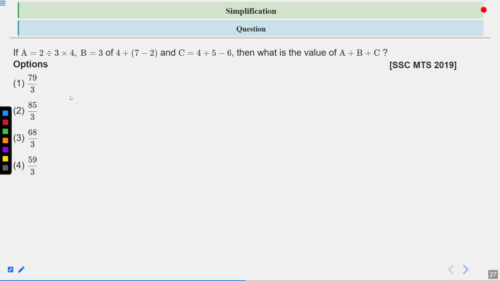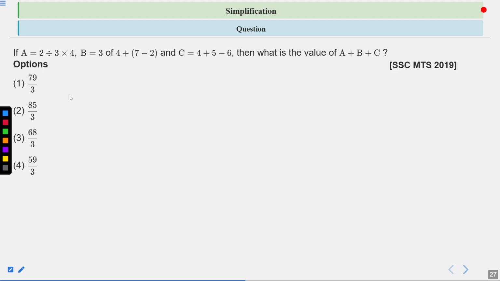If A equals 2 divided by 3 multiplied by 4, B equals 3 of 4 plus, in the bracket, 7 minus 2, and C equals 4 plus 5 minus 6, then what is the value of A plus B plus C? And this question was asked in the SSC MTS exam in 2019.